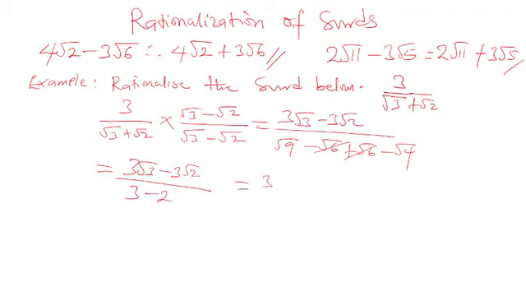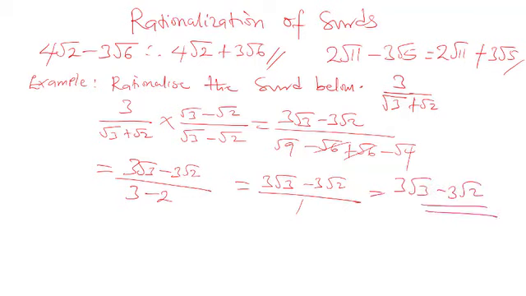So our answer is now 3 root 3 minus 3 root 2 all over 1, which is the same thing as 3 root 3 minus 3 root 2, because any number divided by 1 is the same thing. But 3 is common between them, so we express this as 3 times root 3 minus root 2. So this is our value for the given surd. If you rationalize this, you get the same value.